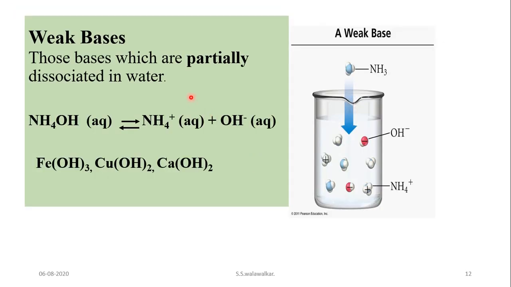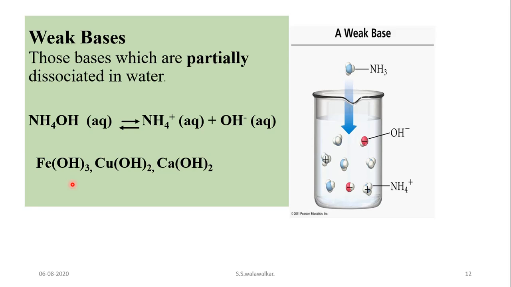And like that, weak bases are those bases which are partially dissociated. For example, ammonium hydroxide. When it is dissolved, it forms NH4+ ions and OH- ions. Here, ammonia, when dissolved in water, forms NH4OH, and NH4OH gives you NH4+ ions and OH- ions. Undissociated ammonium hydroxide molecules are also present. So it does not dissociate completely, it dissociates to a very little extent.